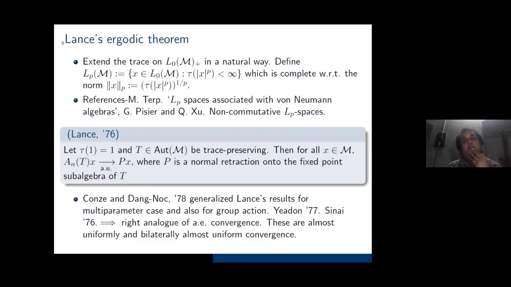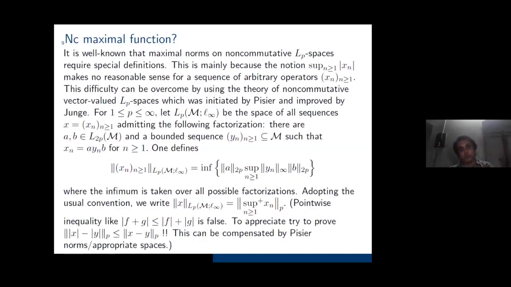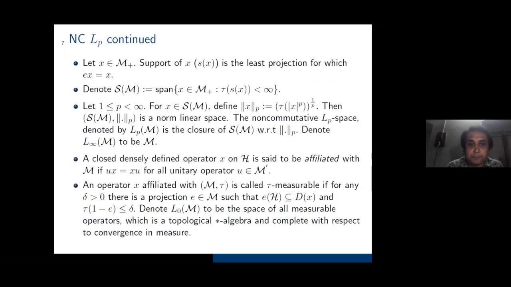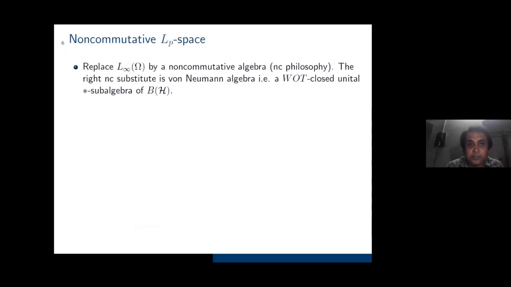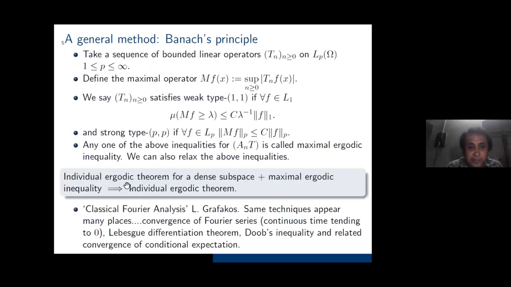But what is the main problem of having a Dunford-Schwartz ergodic theorem, or the kind of ergodic theorem I was talking about? We have a notion of convergence. We have discrete averages. Everything. Maybe we could try Banach's principle, but that's tricky. Why is it tricky? Let me go back a little and concentrate on this. This is Banach's principle: an individual ergodic theorem for a dense subspace. Maybe we can replace it by an individual ergodic theorem for a dense subspace again, but now this notion of convergence is new. This may be almost uniform convergence, plus a maximal ergodic inequality. But for a maximal ergodic inequality, you need an operator like M.